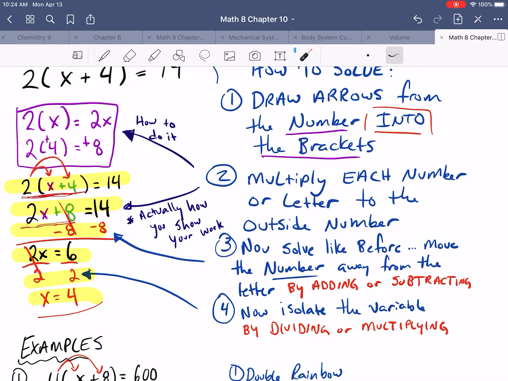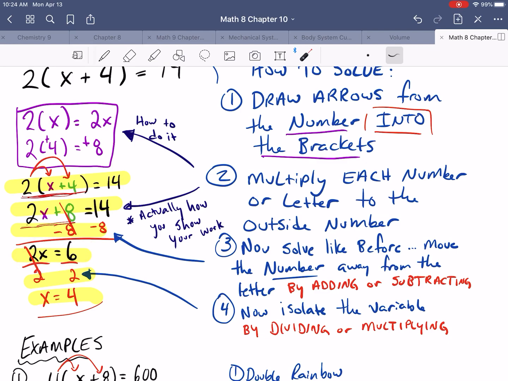Now you're in a situation where you're just solving a 2-step equation. So what we need to do is remove the plus or the minus by adding or subtracting. We look here and find the plus 8, and we know that we need to do the opposite and minus 8. So that's what we did here. Same thing we did last week. And then we have 2x equals 6.